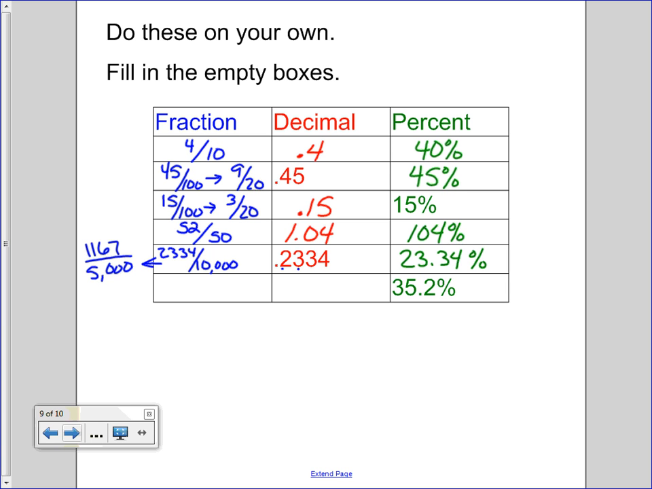Last one, we're going to take 35.2%. We're going to put it into a fraction, and it basically would be 352 over 1,000. Simplifies down to 44 over 125. As a decimal, we move it back two places or divide by 100 and we get 0.352.